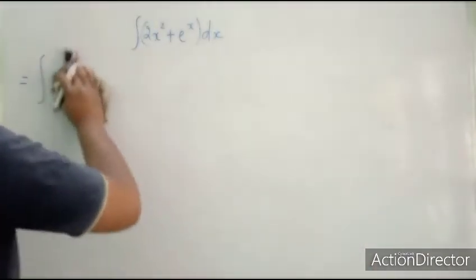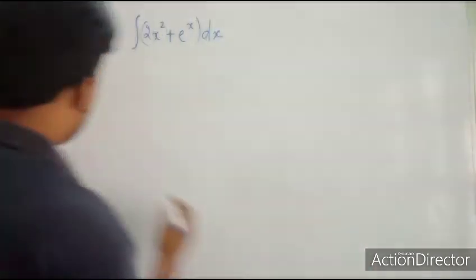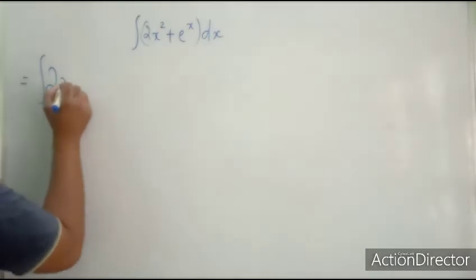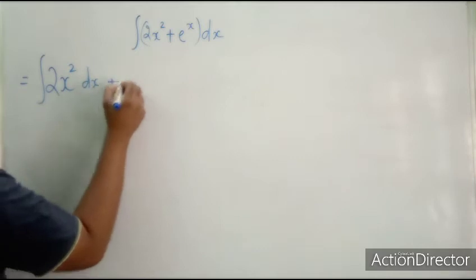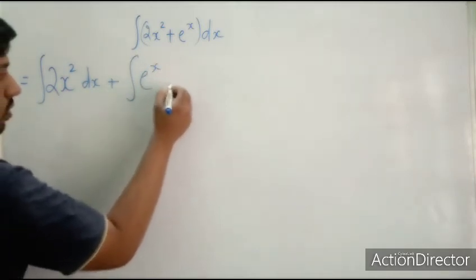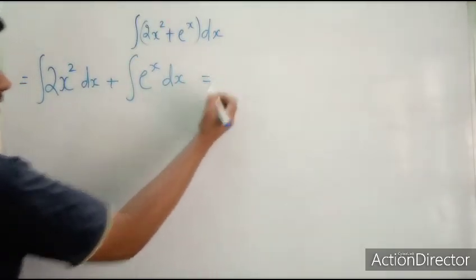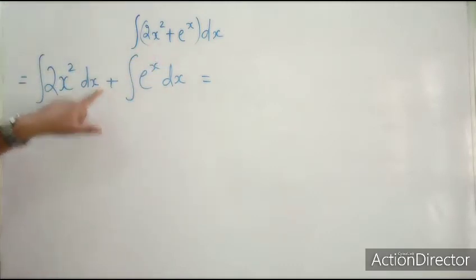So the rules of integration, I can split this. How? It is integration of 2x square dx plus integration of e to the power of x dx. I can split like this because there is a plus here, right? I can split like this, and dx I'm going to write.